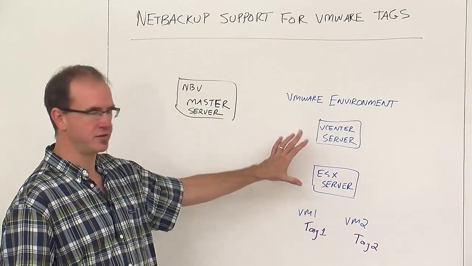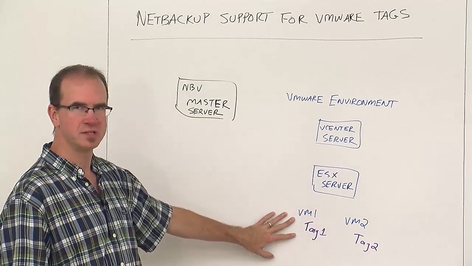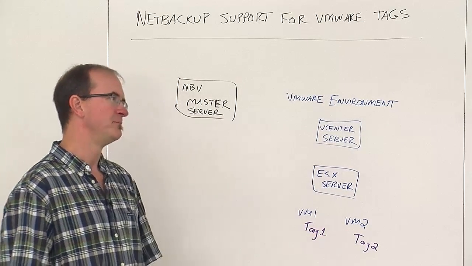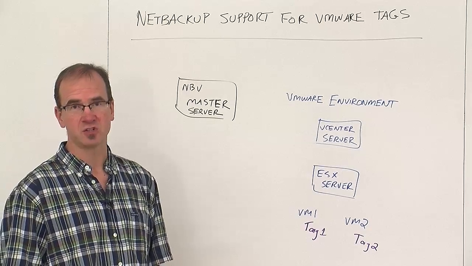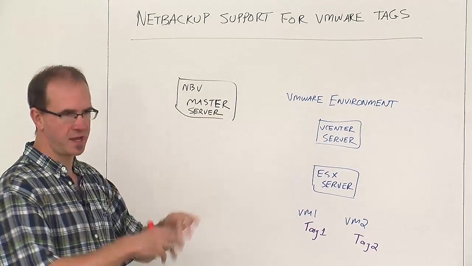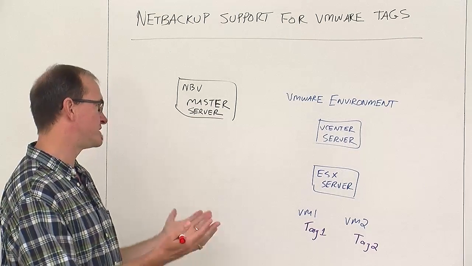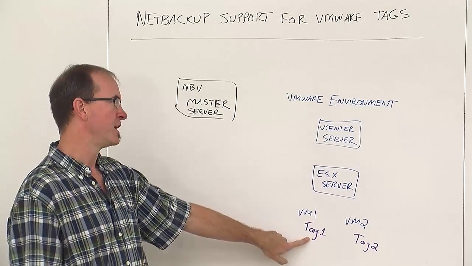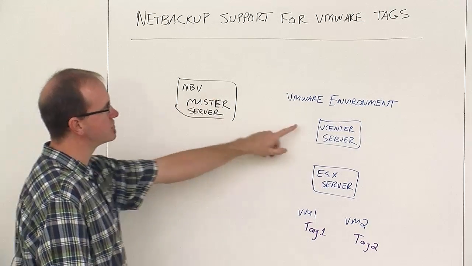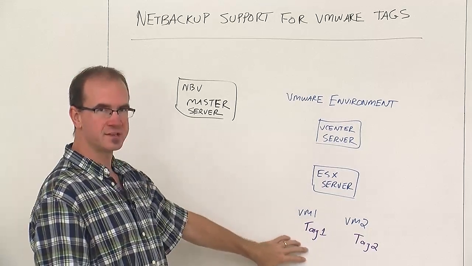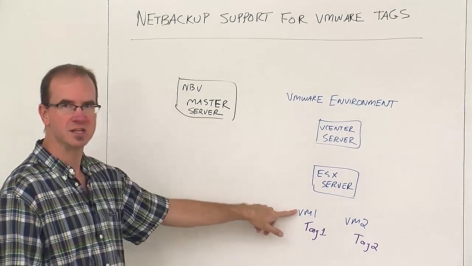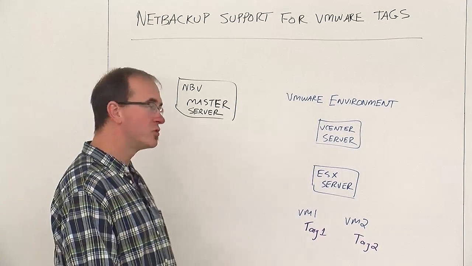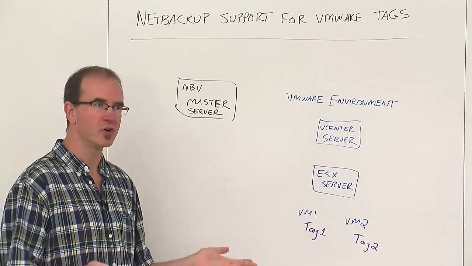So let's consider an environment where you have a couple of VMs and a couple of tags. One tag is assigned to VM1, a different tag is assigned to VM2. In your VMware Intelligent Policy, you can set it up as part of your standard query. You could say, back up all VMs with tag equal to tag 1. NetBackup is going to query the vCenter for all the tag information, find this VM, and back it up, just like any other VMware Intelligent Policy backup.